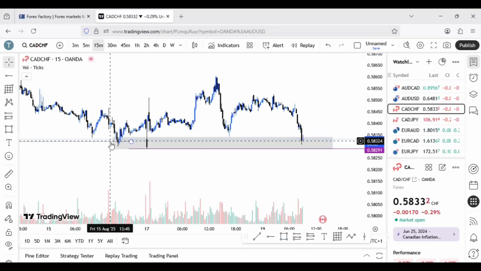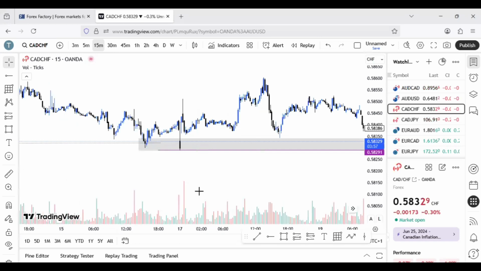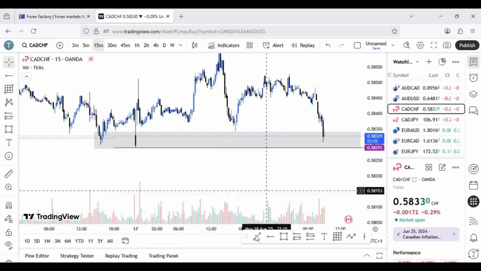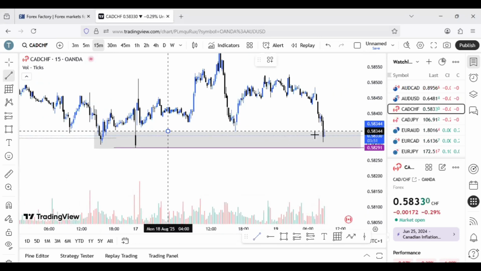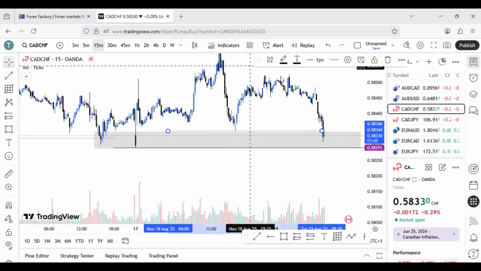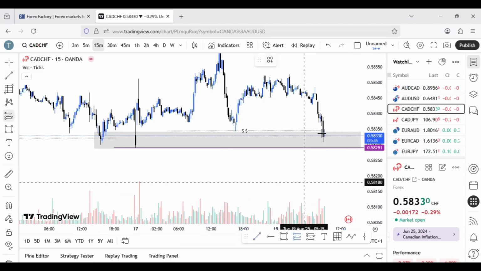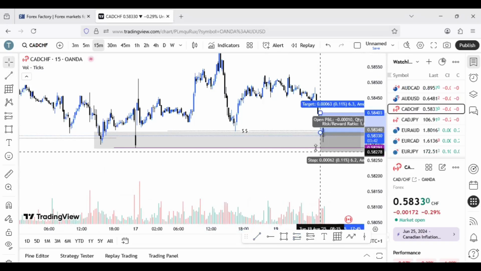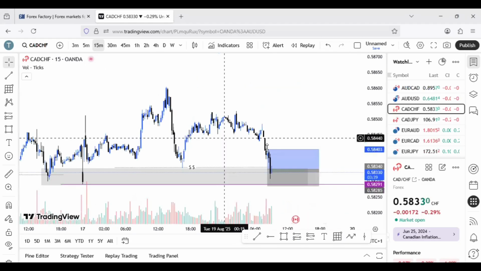But if I were to pick, this is a clear order block here, and this is an inducement for it. So normally I'll be having a buy here based on this order block. This is the ideal entry normally.